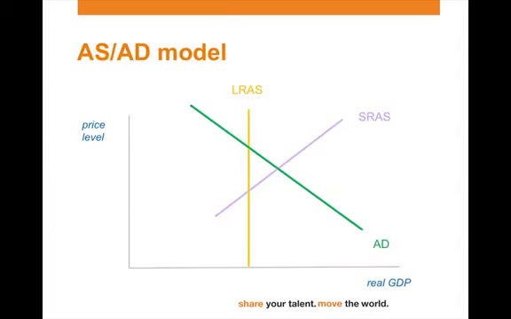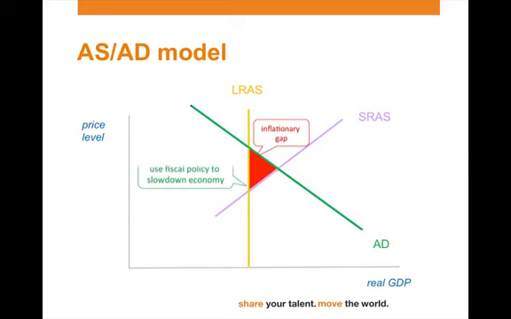Let's look at our aggregate supply, aggregate demand model. On your screen you'll find a situation that we know as the inflationary gap. The economy is outperforming its long-run equilibrium. That means this is described as a boom. The government can use fiscal policy to slow down the economy, with the idea of shifting aggregate demand to the left so that it returns back to its long-run equilibrium.